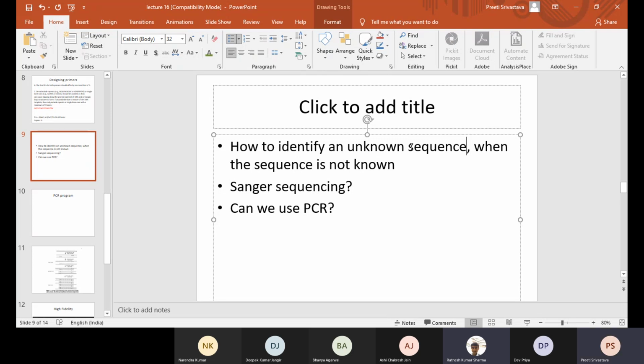No. In this case, if you do not know the sequence, then also PCR can be used for amplification. Yes, ma'am. My question was like in coronavirus, that is also.